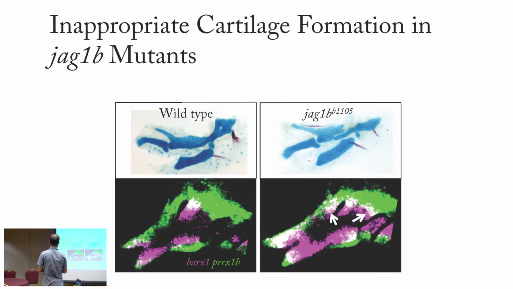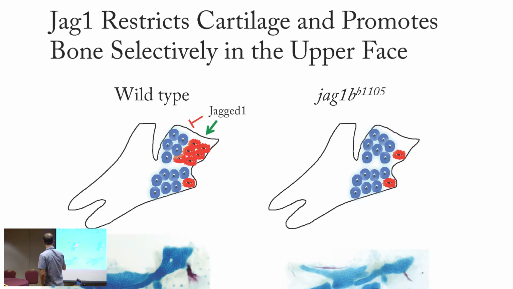But just to schematize that, we think that the role of Jagged1 in the face is restricting the amount of cartilage that forms so that there are enough cells left later on to form the right amount of bone. It turns out when you get rid of Jagged1 in zebrafish, this cartilage gets reduced. And in addition, there are not enough bone cells here to make this large bone, and instead they make a smaller bone here. From here, I want to transition back to the middle ear, because I think that's probably what's most interesting here.